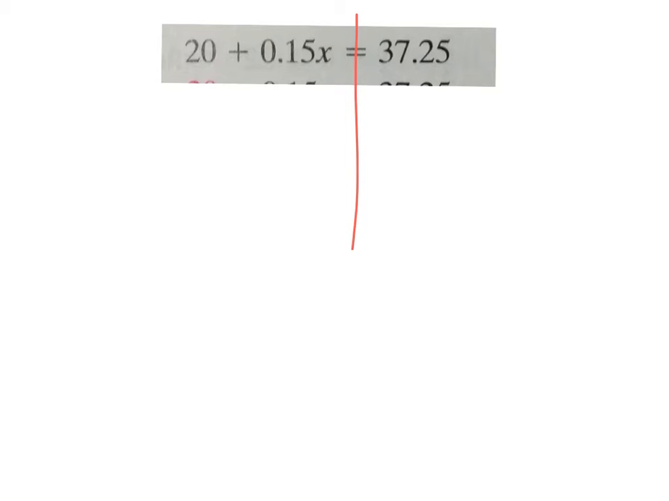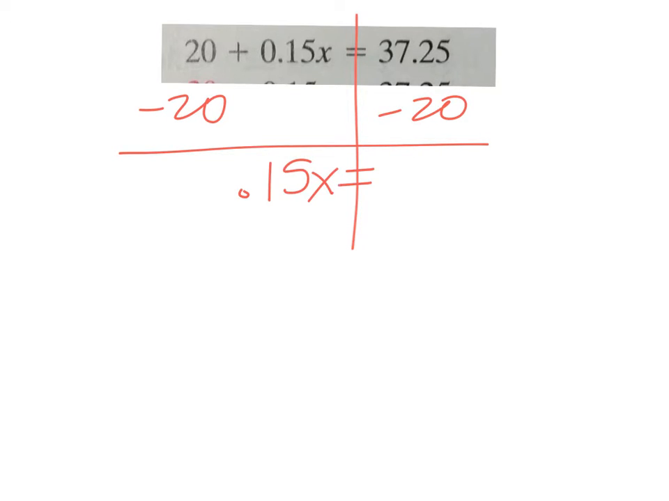So looking up here, we need to obviously subtract the 20, right? You're not going to subtract 0.15x. That doesn't make any sense. So subtract the 20 from both sides. So I'm going to get 0.15x equals, now lucky for me here, right, I've got 37.25 minus 20, and so it's going to be a positive answer because it's a bigger number minus a smaller number.